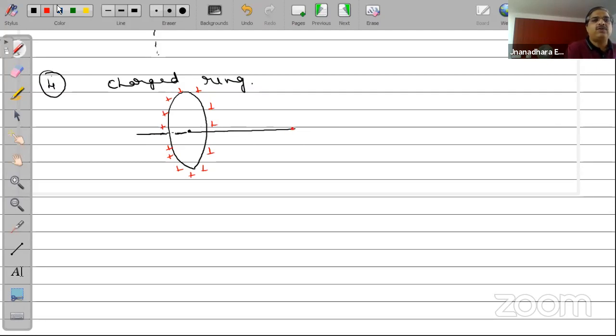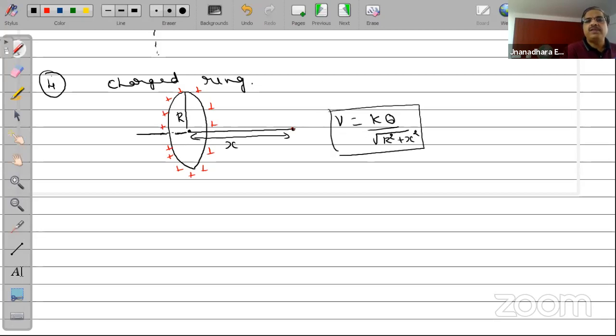Now I want to find out the potential at a distance x, and the radius, let us take it as r. Then at this point, the potential can be shown to be kq by root of r square plus x square. You'll find that at x equals 0, the potential is given as kq by r. Very interesting.